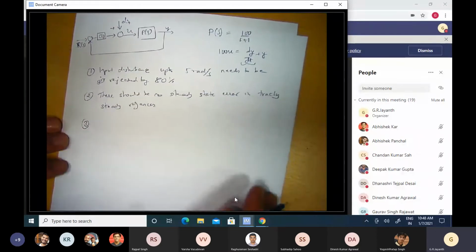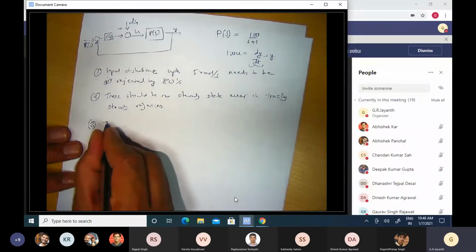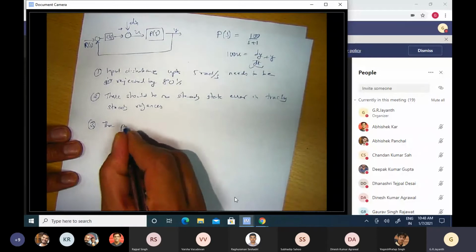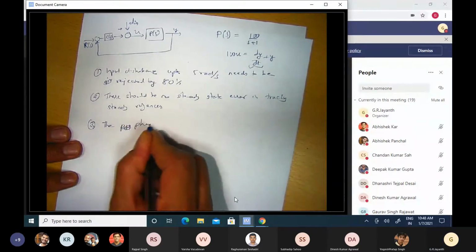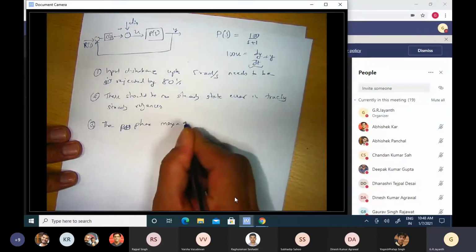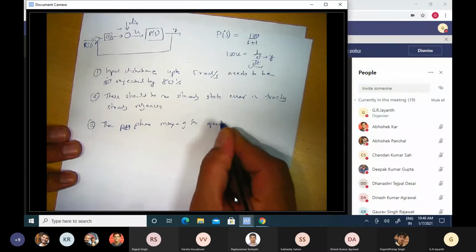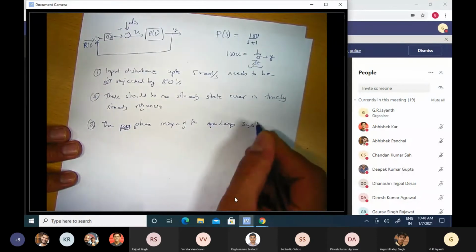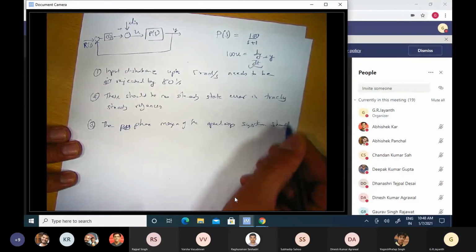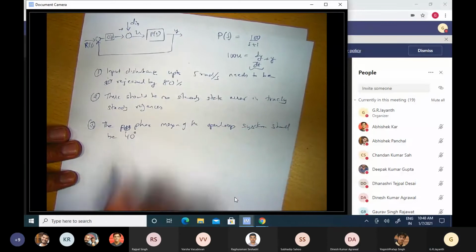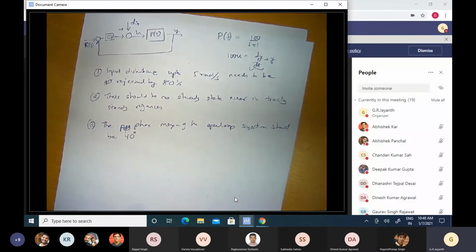Okay, so I shall add that the phase margin of the open loop system should be 40 degrees. I could have chosen a different number. I could have chosen it to be 60 degrees. I could have chosen it to be 20 degrees.